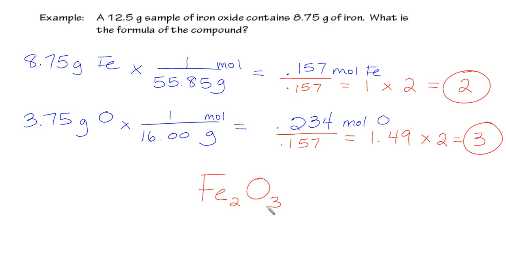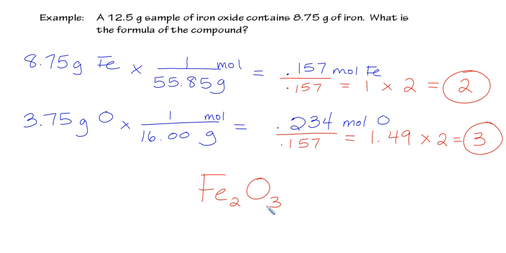From here, I might be asked to write the name. I might be asked, like, what is the charge on the iron? They could ask me other questions about this compound, but I'd have to start by getting the empirical formula. So there's a good example of one that I can't just write the formula by looking at the periodic table. I calculated moles, divided by the smallest, and still didn't get a whole number ratio, but I could make it a whole number ratio.